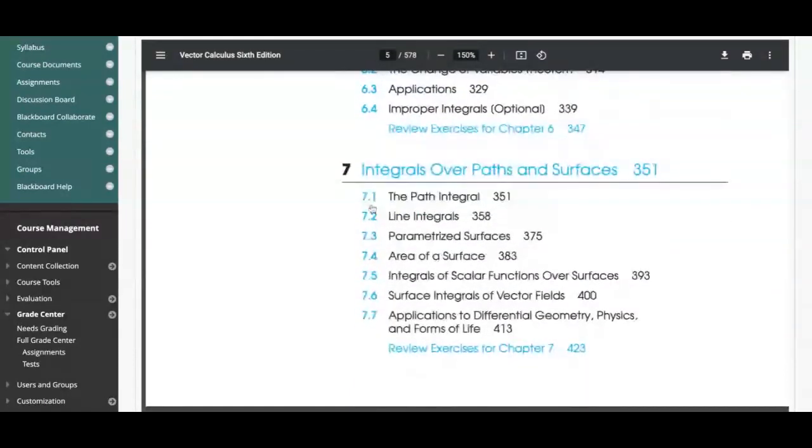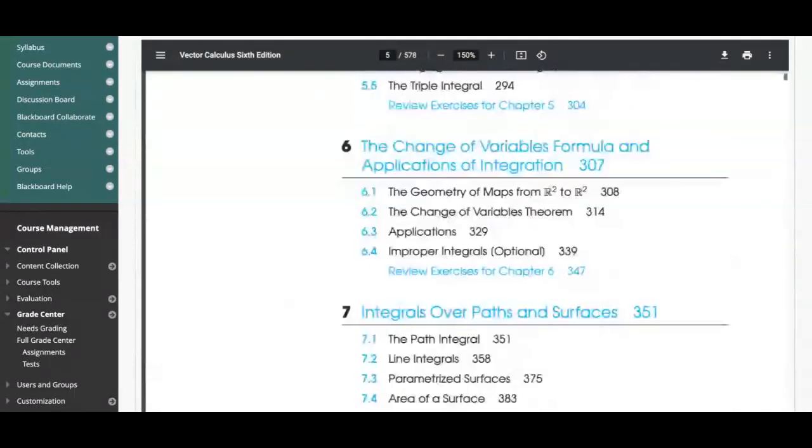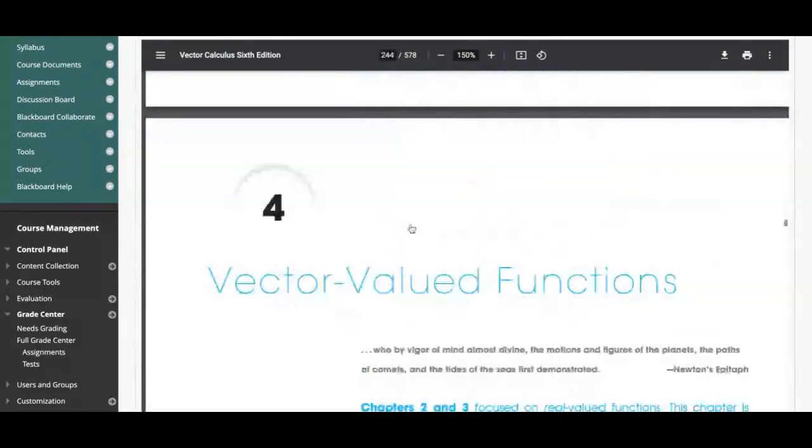Then lastly, I think we touched on 7.1, 7.2. We talk about line integrals. Then we finish. All right, let's go.